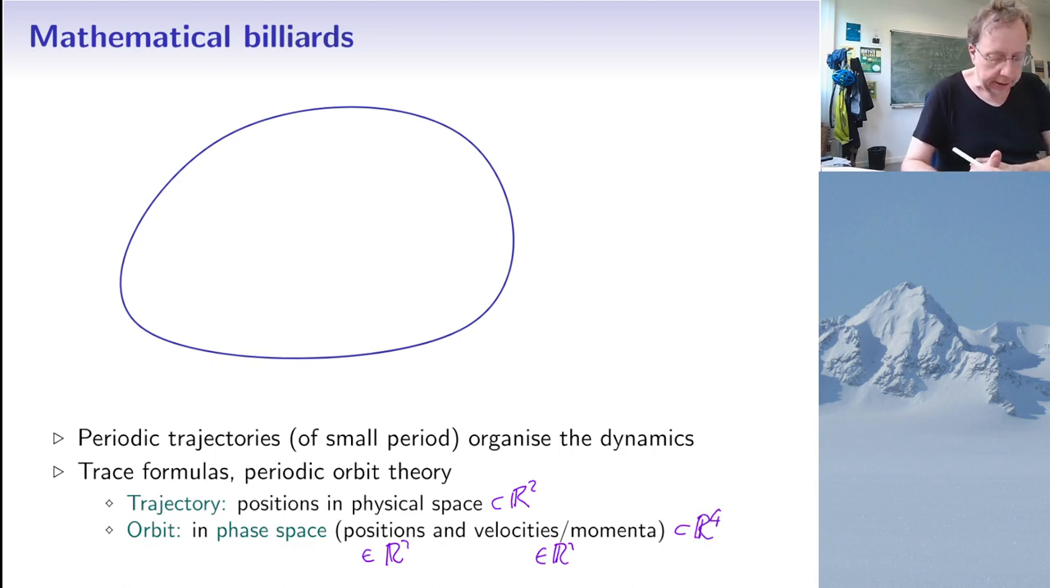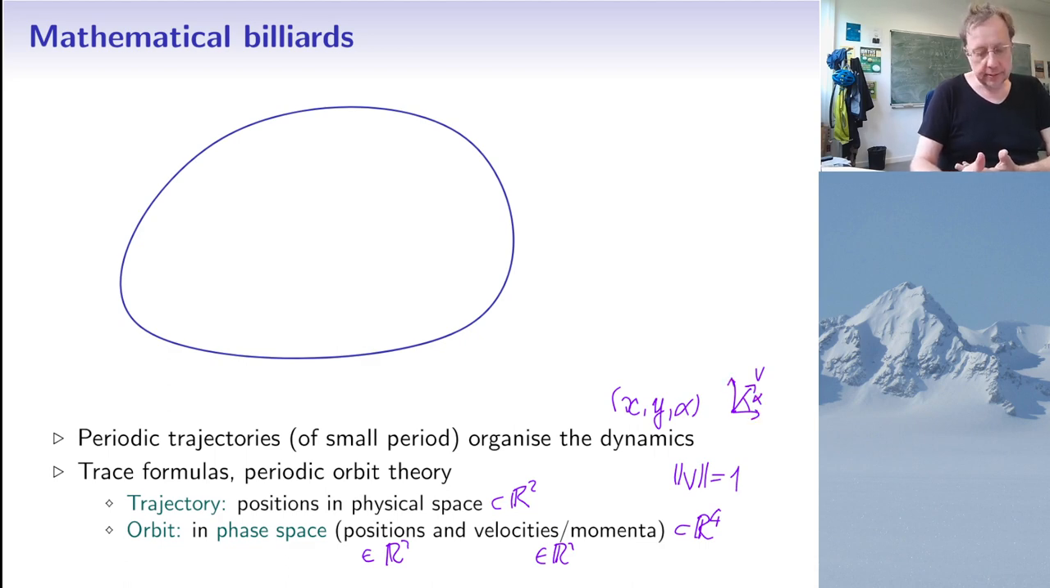There's one simplification, however, because velocities keep the same norm, so the speed is constant. And this means that I can actually describe my state by the xy coordinates of position and the angle alpha that the velocity vector makes with a given direction. So actually, I can do with three dimensions.